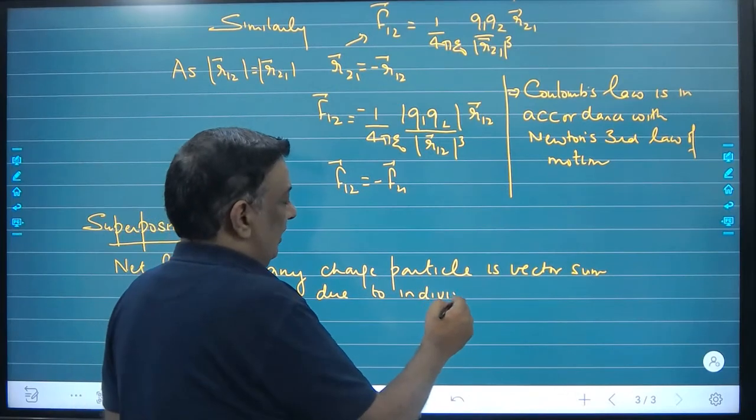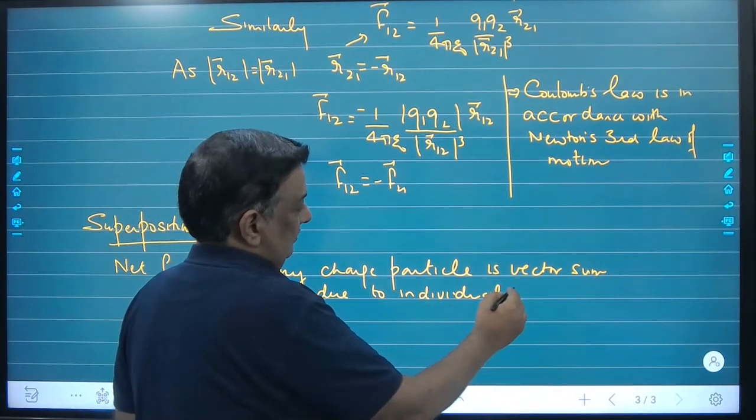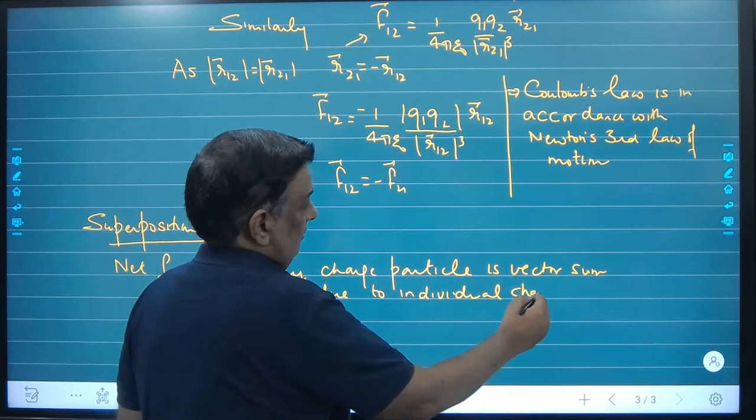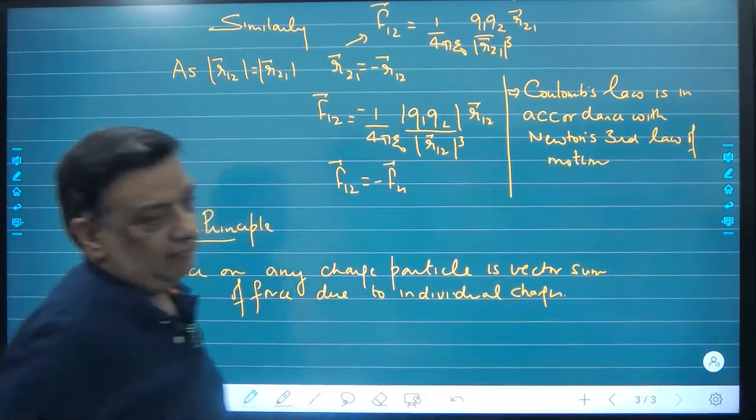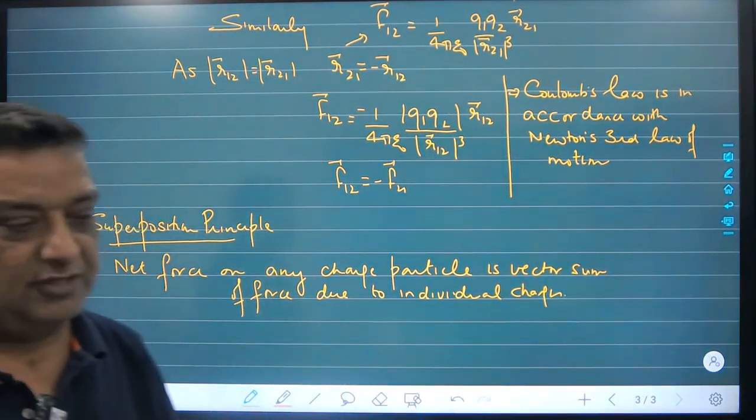Is pe base numericals karenge next class mein. We will apply superposition principle to different situations.